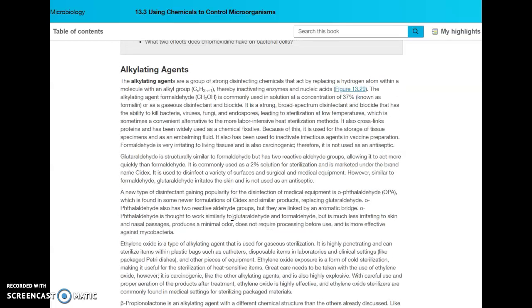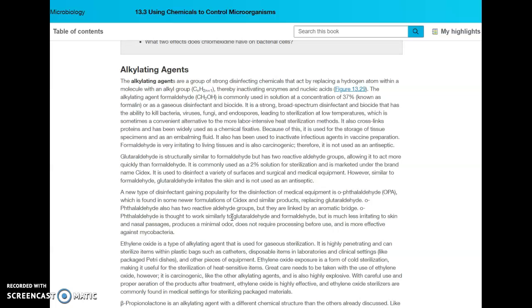Then we have the alkylating agents. These are a group of disinfectants that can inactivate enzymes, which are a group of proteins, as well as nucleic acids. These are going to be things like formaldehyde and glutaraldehyde. The problem with formaldehyde is that it is a biocide. It can kill different microorganisms, but it is carcinogenic and very irritating to living tissue. So we more so use it as a preservative, because it's going to inhibit the microbes, but we can't really use it as a disinfectant or antiseptic out in the environment.